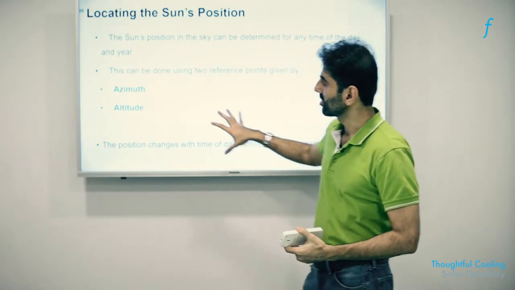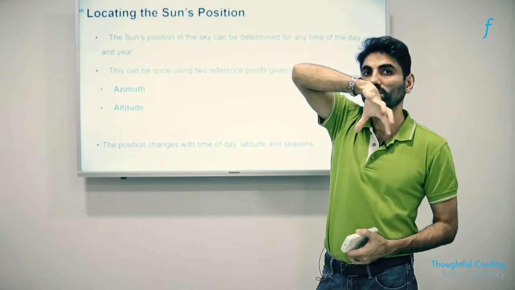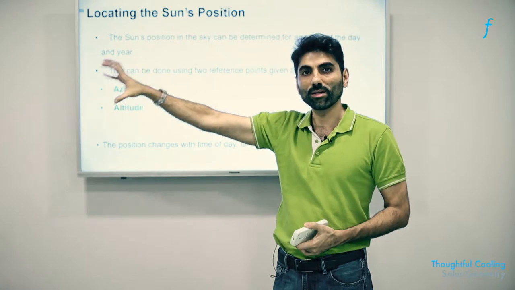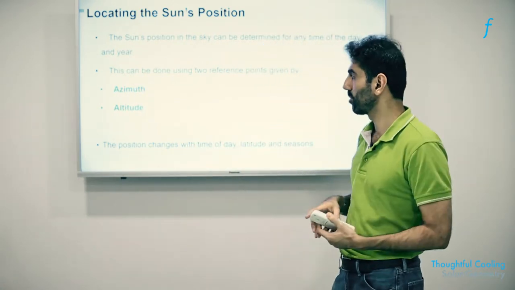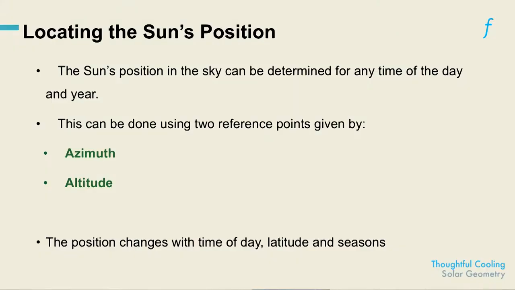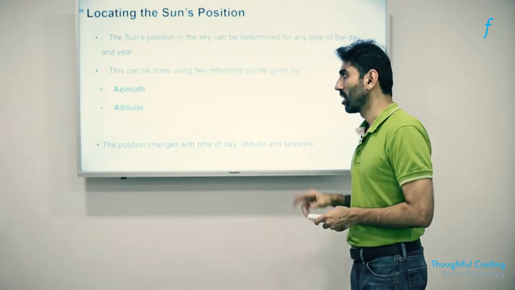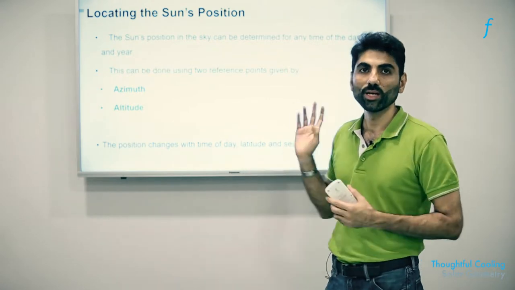Similar sort of coordinate systems are used to define the position of the sun, which is a three-dimensional object, of course, in a three-dimensional reality, which is the dome above the Earth, the sky dome above the Earth. So those two parameters are called azimuth and altitude. These are the two coordinates, and we'll see what they mean. But just fixing these two is sufficient to define where the sun is in the sky.